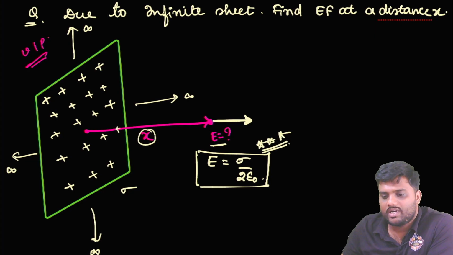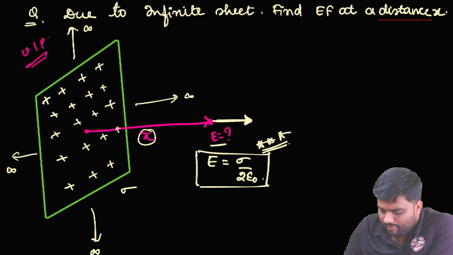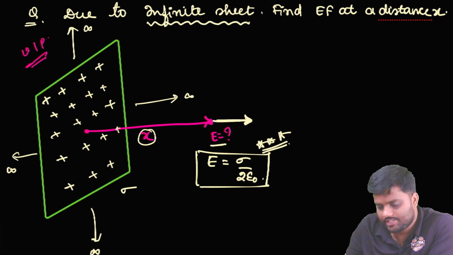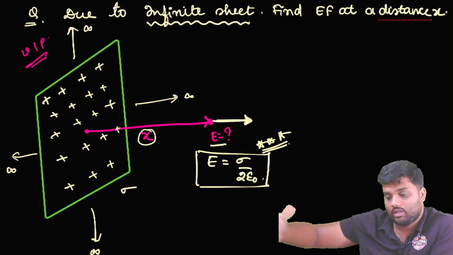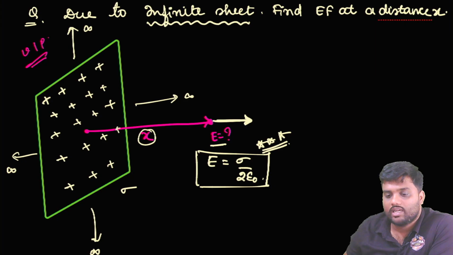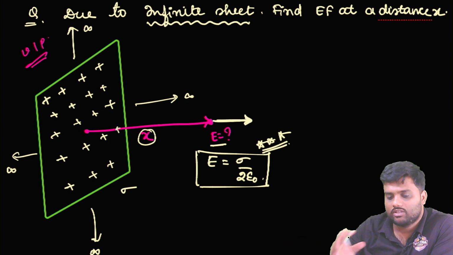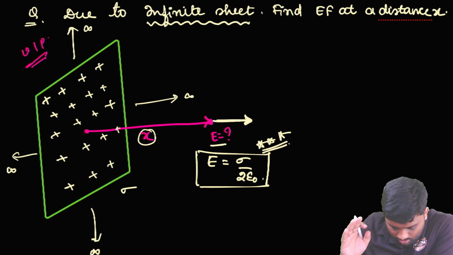Sigma by 2 epsilon naught. It does not depend upon the distance. Everywhere, due to the infinite sheet, ella kade sheet spread agide. Okay, ದೂರ ತುಂಬ ದೂರ ತನಕ ಅದೇನಿದೆ ಲೆಂತ್ ಇದೆ. Due to that infinite sheet, electric field at distance x is not depending upon any of the x, ಯಾವ ಜಾಗಕ್ಕೆ ಹೋಗಿ ಎಲ್ಲಾದರೂ ಹಾಕಿ, ಡ್ಯೂ ಟು ದಟ್ ಇನ್ಫೈನೈಟ್ ಶೀಟ್ ಎಲೆಕ್ಟ್ರಿಕ್ ಫೀಲ್ಡ್ ನಮ್ಗೆ ಎಷ್ಟು ಬರ್ತದೆ, ಸಿಗ್ಮಾ ಬೈ 2 ಎಪ್ಸಿಲಾನ್ ನಾಟ್.